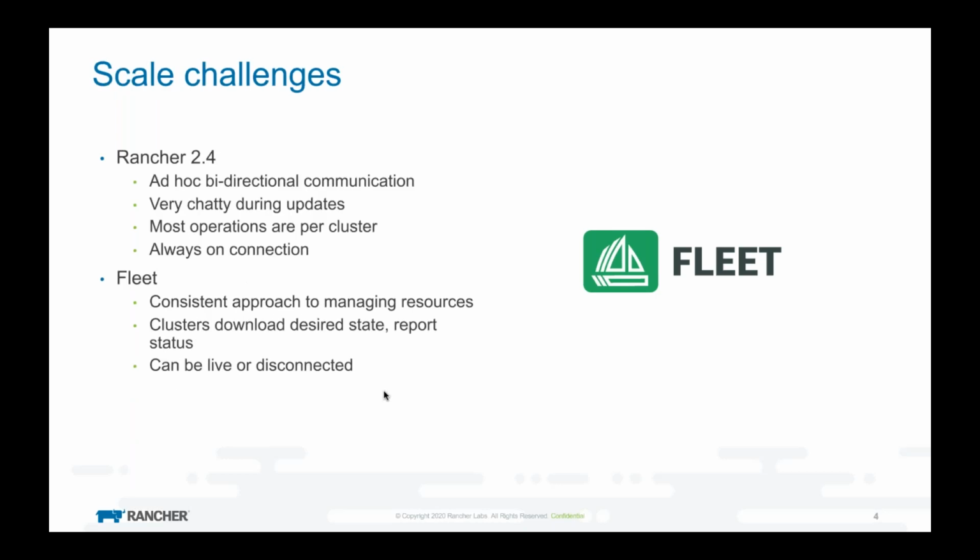Okay, so specific scale challenges that we have in Rancher 2.4, the reason why we needed a new architecture, a new approach, is that Rancher 2.4 under the hood is really just a Kubernetes application. It follows a controller model, so basically Rancher is just a collection of a lot of controllers that are doing whatever random things we need to do in Rancher.